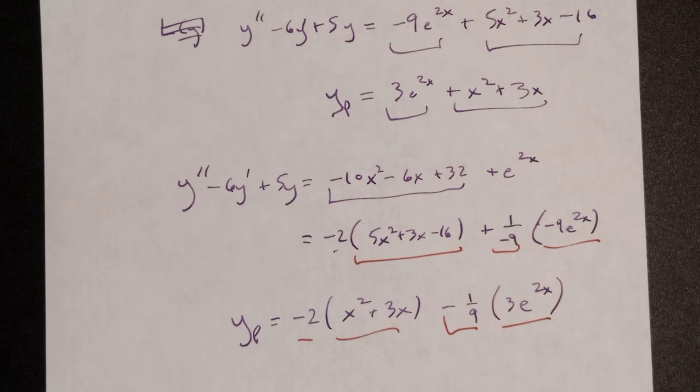So here's the sneaky part. Where did all of these things come from? How do I know the e to the 2x and the e to the 5x, or the e to the x cosine 2x and the e to the x sine 2x? Or how do I know where x squared plus 3x or e to the 2x comes from? Why those?